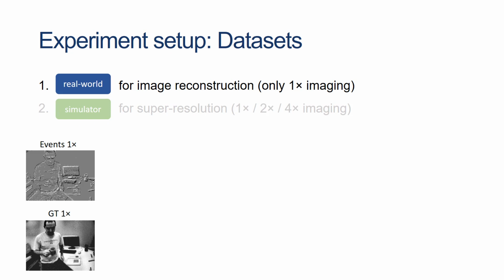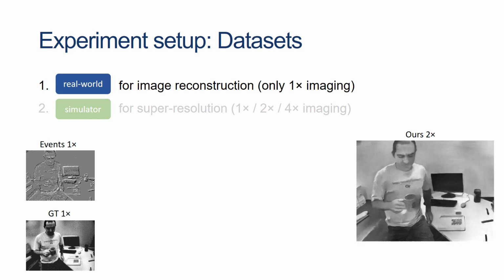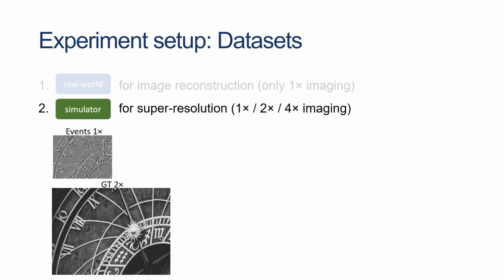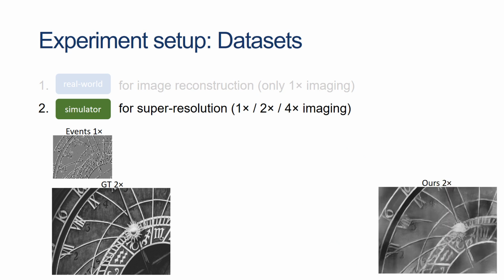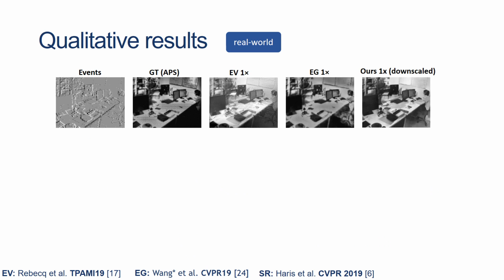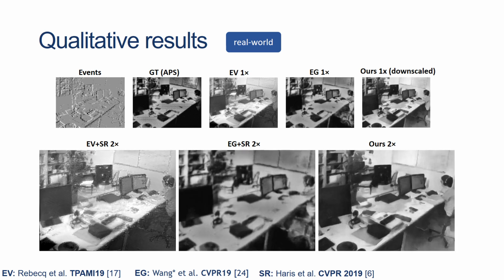On real-world events, we compare our reconstructed images to state-of-the-arts by downscaling ours. On simulated events, we compare our super-resolved outputs to state-of-the-art event-to-intensity reconstruction combined with state-of-the-art single or multiple image super-resolution methods. These are some qualitative results on same-size reconstruction and super-resolved reconstruction settings.